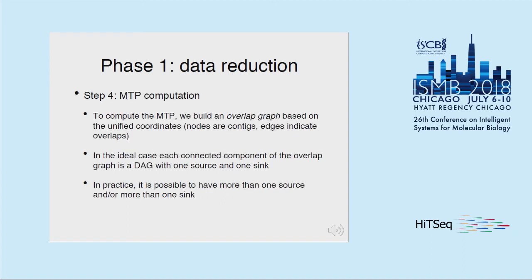Step 4 is the MTP computation. To compute the MTP, we build an overlap graph based on the unified coordinates. In the overlap graph, the nodes are the contexts, and the edges indicate the overlaps between the nodes. In the ideal situation, each connected component of the overlap graph should be a DAG, with 1 source and 1 sink. However, in practice, it is possible to have more than 1 source and more than 1 sink.